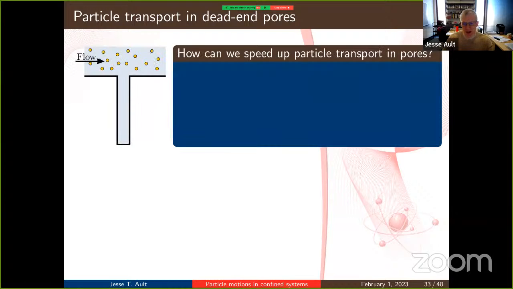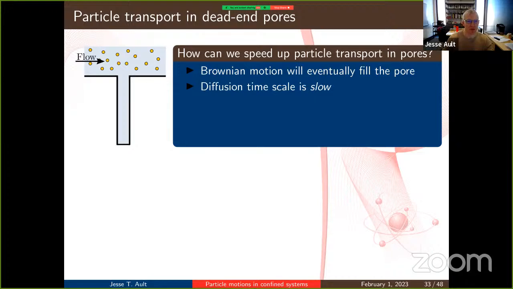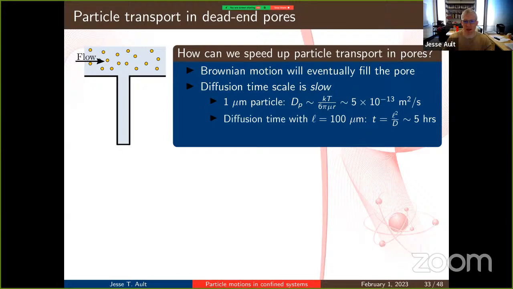So this is the canonical problem, which Professor Shin worked on a lot. There's probably 5 to 10 papers looking at this problem, but it's, for example, how can we speed up particle transport in a pore? If you flow a solution of particles past a pore, they will eventually diffuse into the pore to fill it just from Brownian motion, but it's extremely slow. So for example, 1 micron particles in a 100 micron pore, it's going to take 5 hours using diffusion to fill the pore.